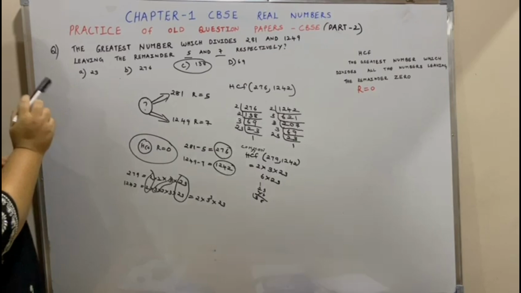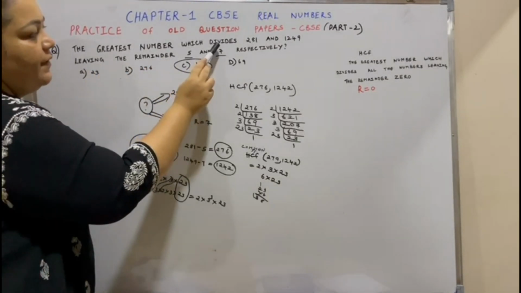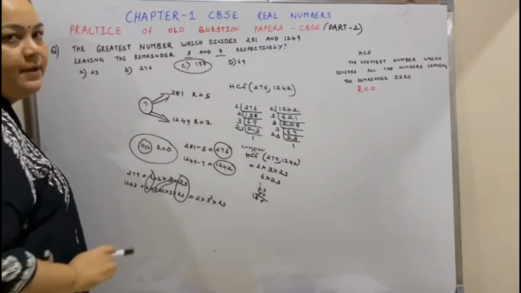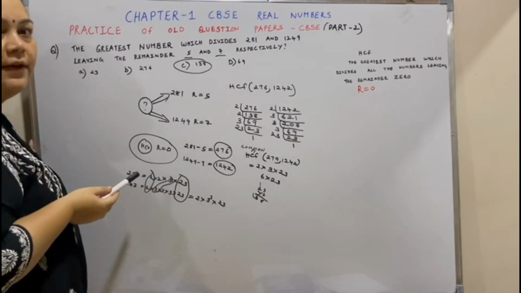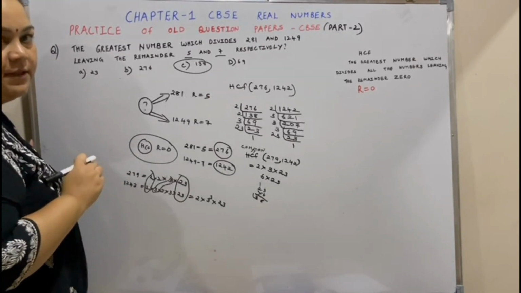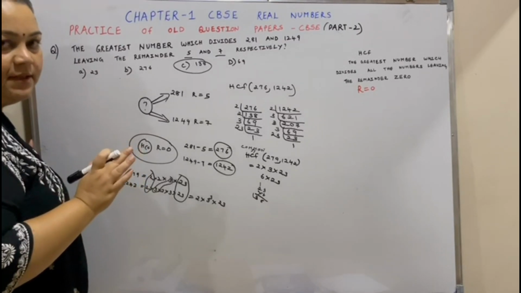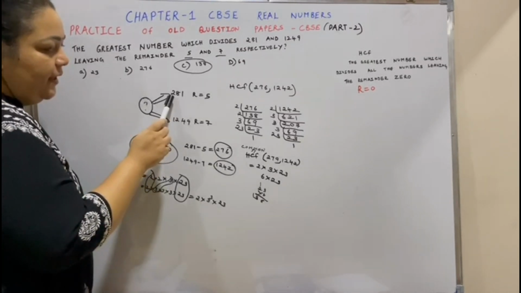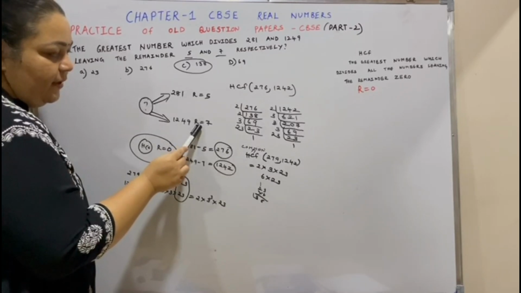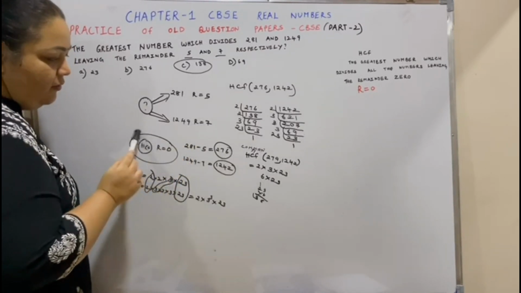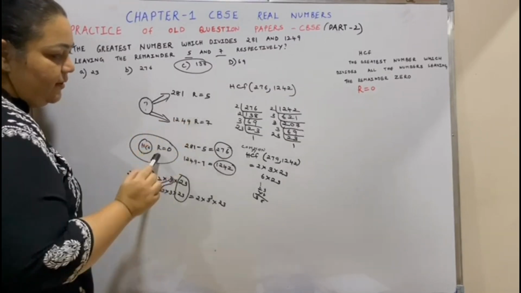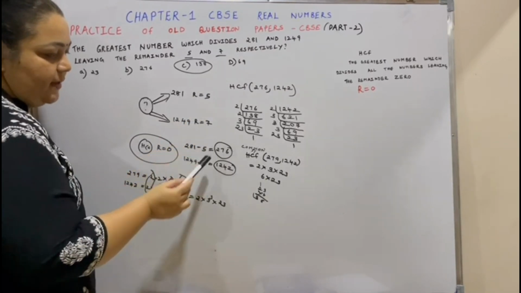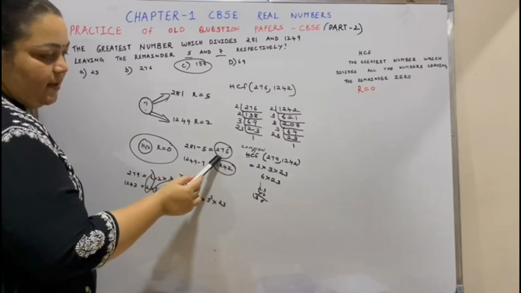You understood? So what is the question? The greatest number which divides 281 and 1249, leaving the remainders 5 and 7 respectively. So what is the definition of HCF? When HCF divides, it leaves the remainder 0. But here it leaves the remainder 5 and the remainder 7 respectively. So to find the HCF, to make the remainder 0, we are subtracting 5 from 281 and 7 from 1249.